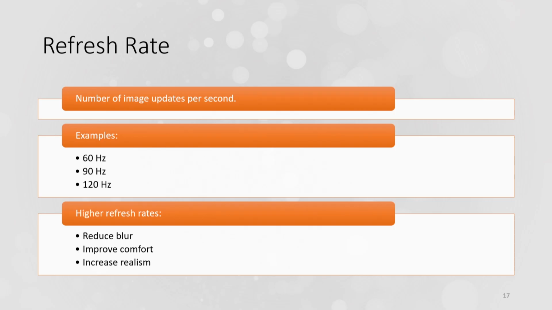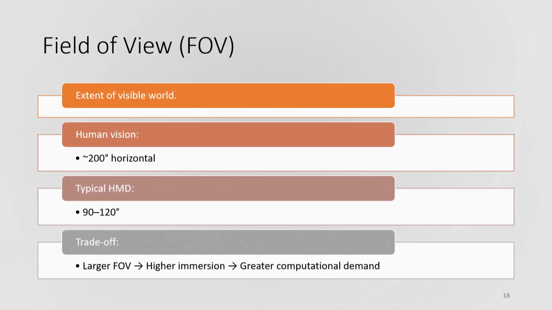Another key concept is that of the refresh rate. This indicates the number of images that are updated per second. Typical refresh rates are 60 Hz, 90 Hz and 120 Hz. Higher refresh rates usually will reduce the blur, improve your comfort and increase the realism that you get from your XR system. Another key concept is that of the field of view. It is the extent of the visible world that is shown on your display.